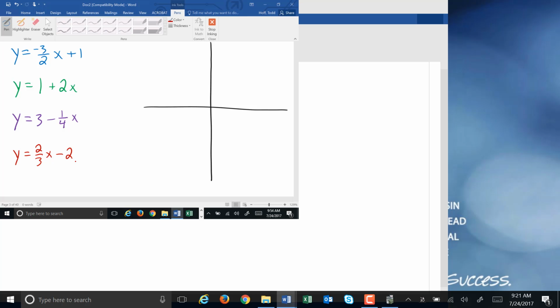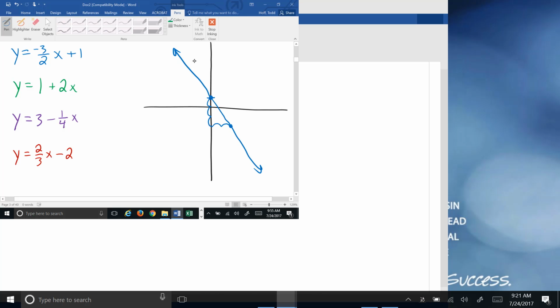Okay, so for the first one there in blue, where do we start? Positive 1. Right there. From there, where do we go? Down 3, 1, 2, 3, and over 2 to the right. Very good. There's our line. Pretend it's straight.